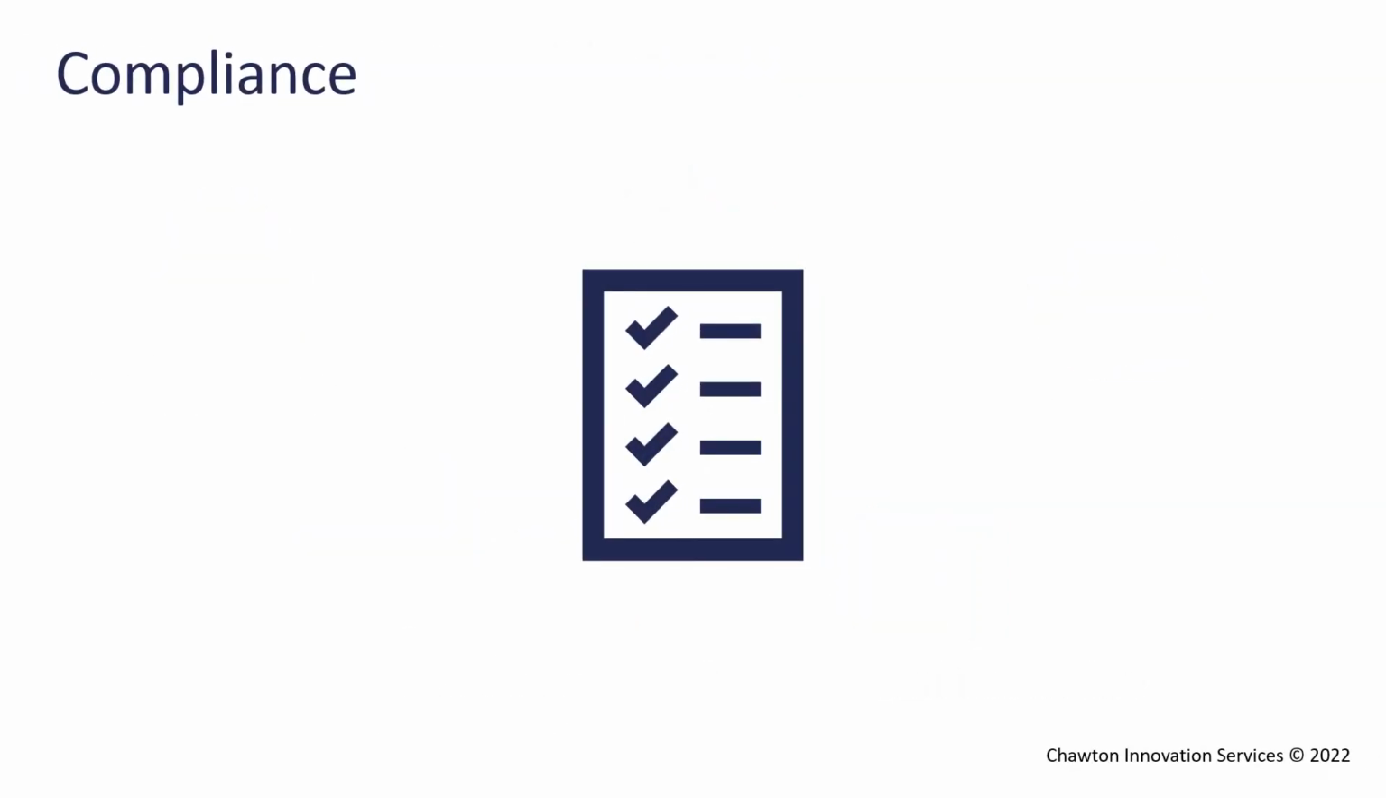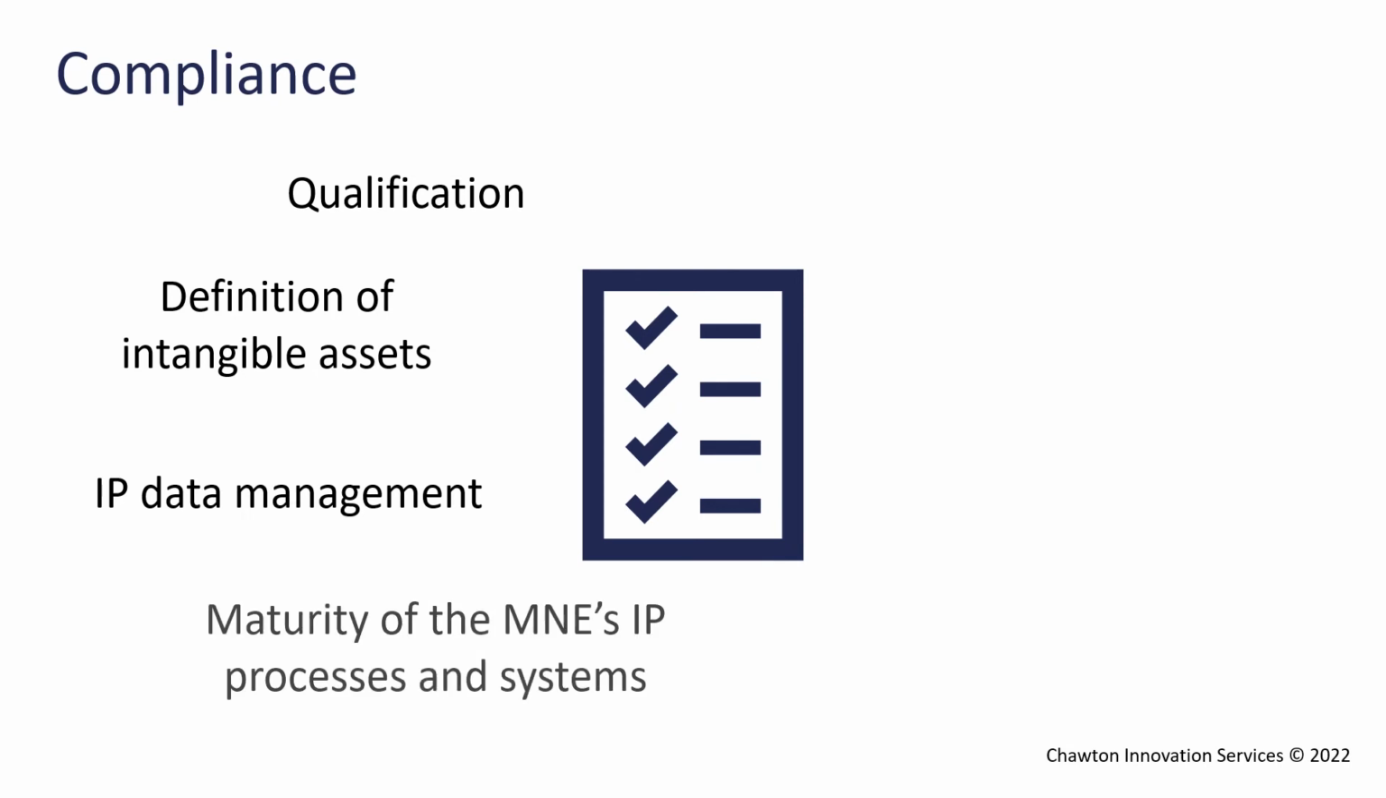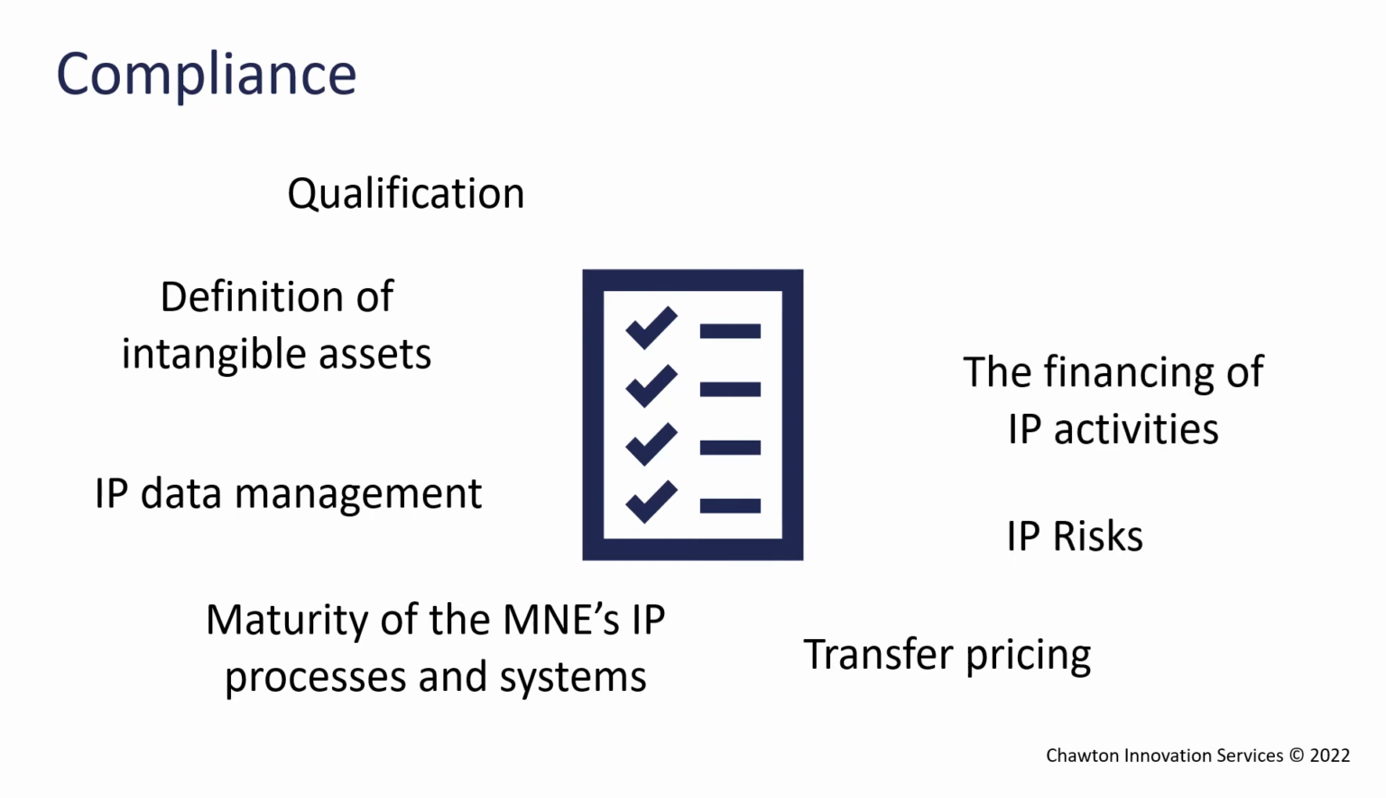Compliance means conforming to a rule, and the OECD guidelines clearly define new rules as far as M&E's IP management is concerned. Assessing compliance is an activity to determine, directly or indirectly, that a process meets relevant standards and fulfills relevant requirements. I suggest that such a conformity assessment may be broken down into at least 9 parts: qualification, definition of intangible assets, IP data management, maturity of the M&E's IP processes and systems, transfer pricing, IP risks, the financing of IP activities, reporting, and exceptions.